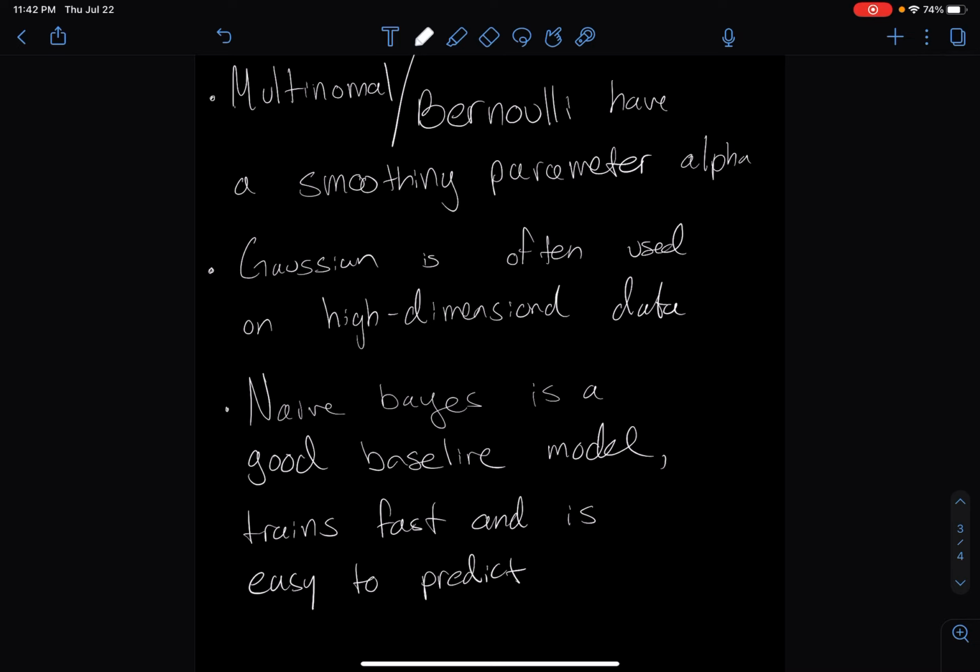A second point here, Gaussian is often used for higher dimensional data. Just because of the complexity of Gaussian, given your mean and standard deviation, as well as the fact that your data points are continuous, the model complexity becomes a lot more significant. And so when you want to be working with higher dimensional data that has a larger number of features, not a crazy amount, but just more than 1, 2, 3 features, that's where Gaussian is really going to stand out.